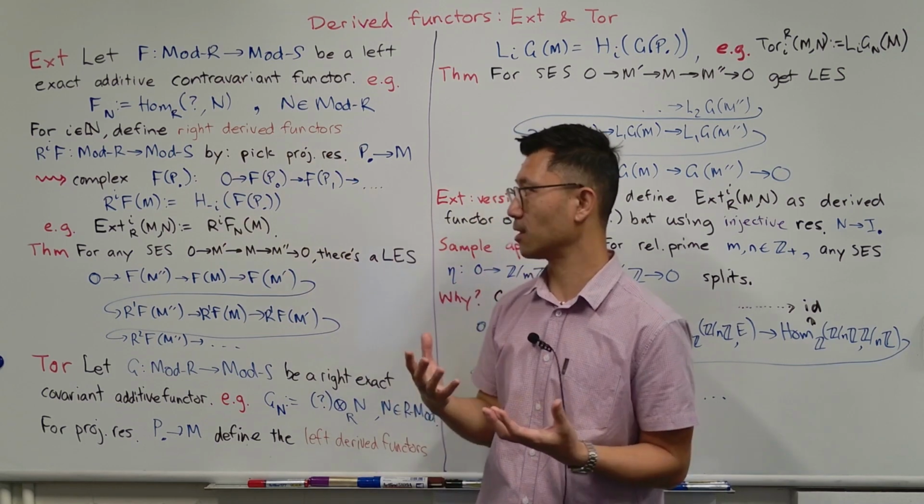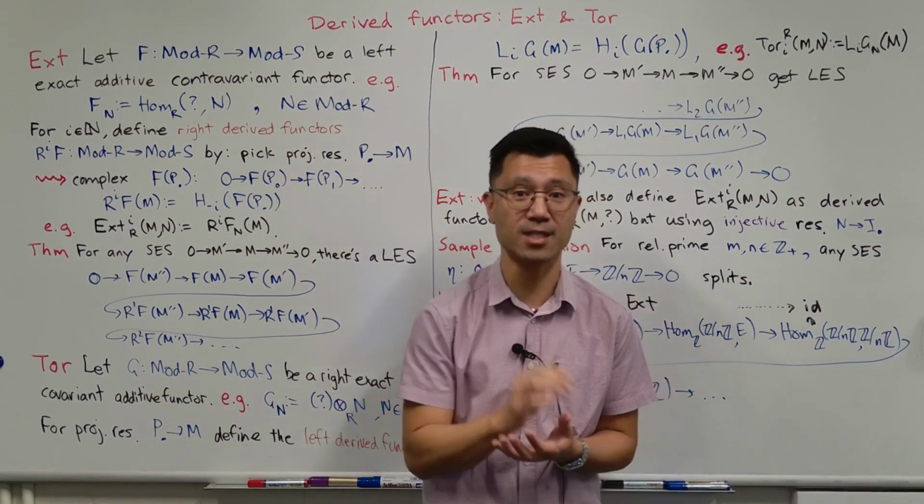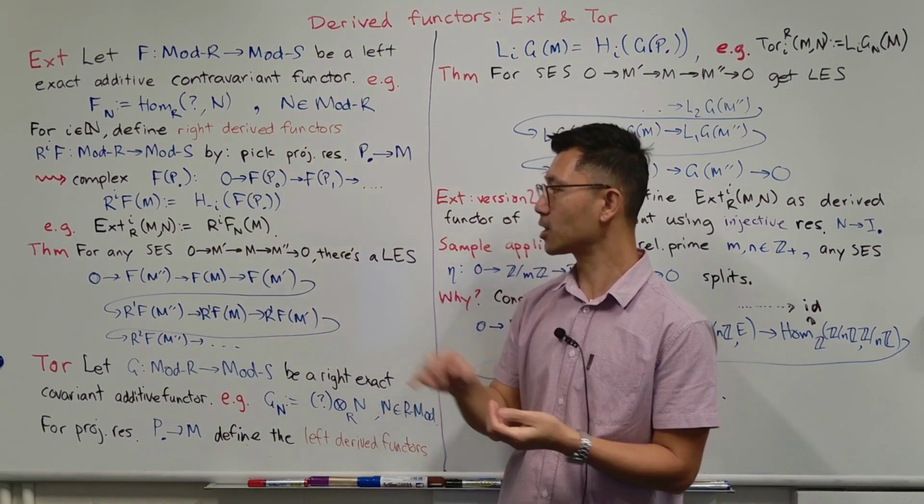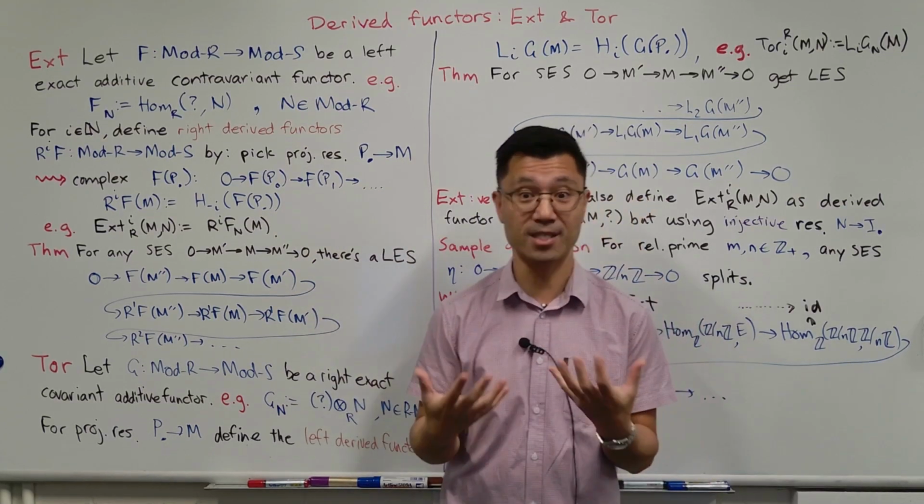Okay, so the next question is, can these derived functors restore the exactness of the hom functor? So remember, the hom functor here is only left exact. Okay, so let's look at the theorem which tells you how this actually works.